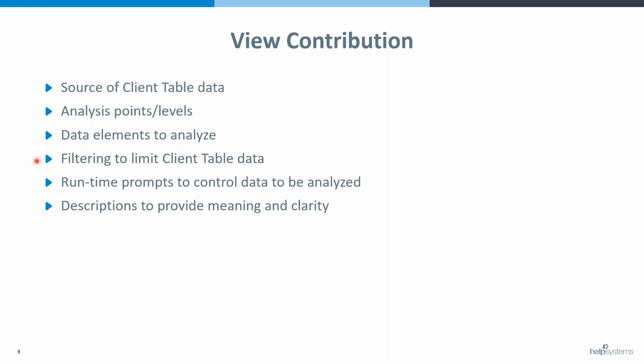Your view can be set up to provide filtering so that the data that goes to the client table is filtered based on the criteria that you set. That can be static criteria, or with runtime prompting, the end user, when running the client table, will get the same kind of prompt that they get when running a view, so that they can choose the year, the period, their date range at runtime of what they're going to look at and analyze. Also within the view, you control the descriptions that are used for all of the analysis points and data elements. So all of this stuff comes from your view.